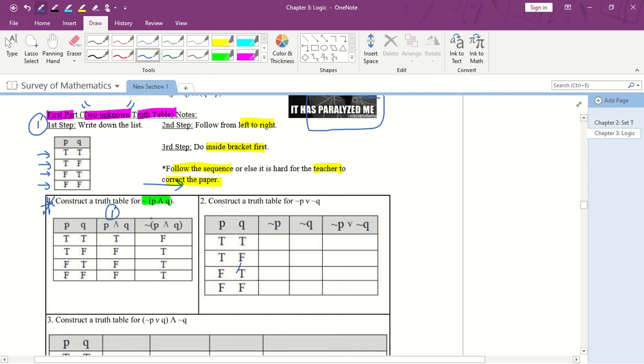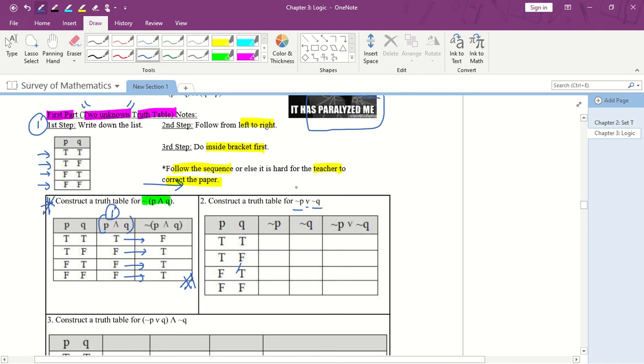And the next one, I want to find the negation of this one. Negation of this one basically means that I change to the opposite. So true becomes false, false becomes true, false becomes true, false becomes true. And when you're done with this, that is the answer. So it's kind of easy, right? So let's try the second question. Don't worry. Construct a truth table for negation P or negation Q.